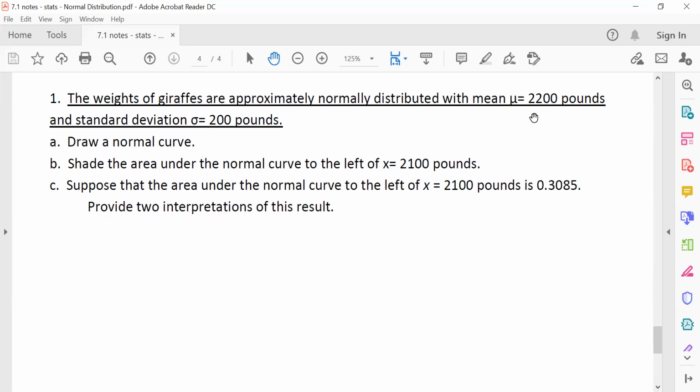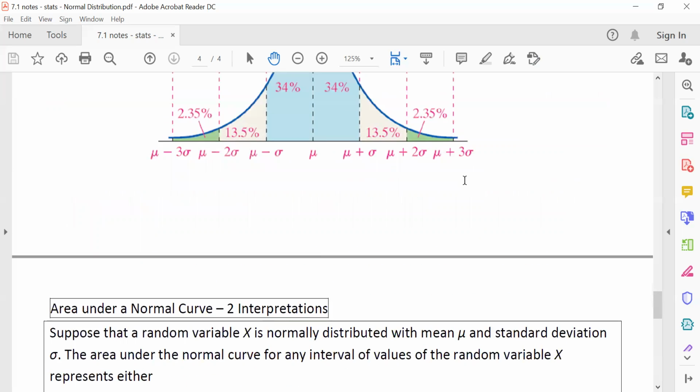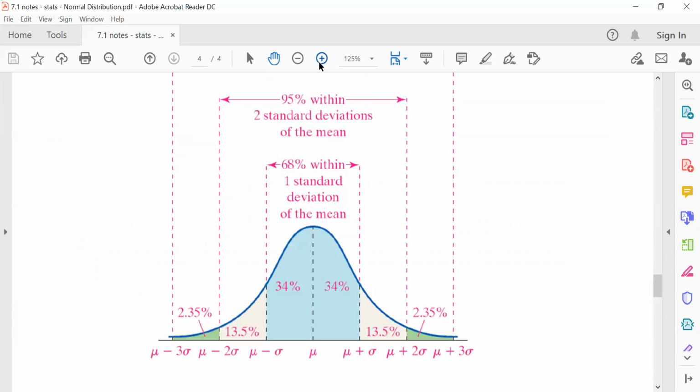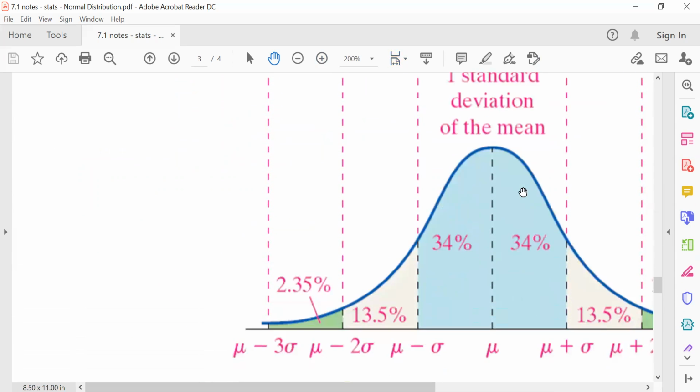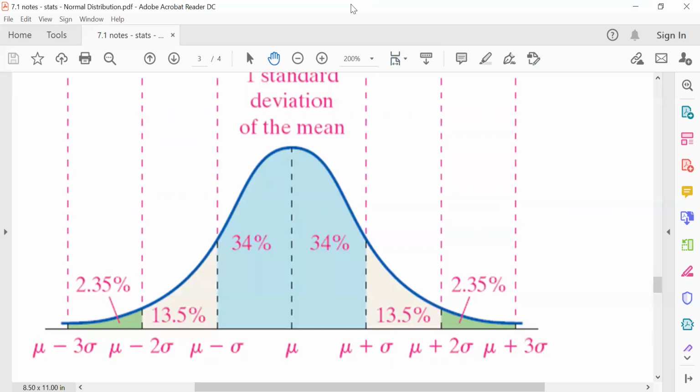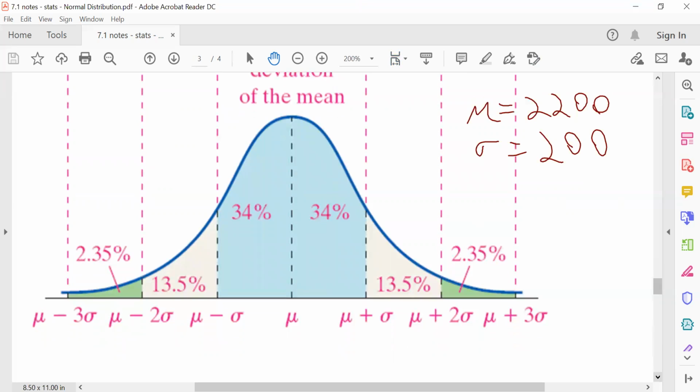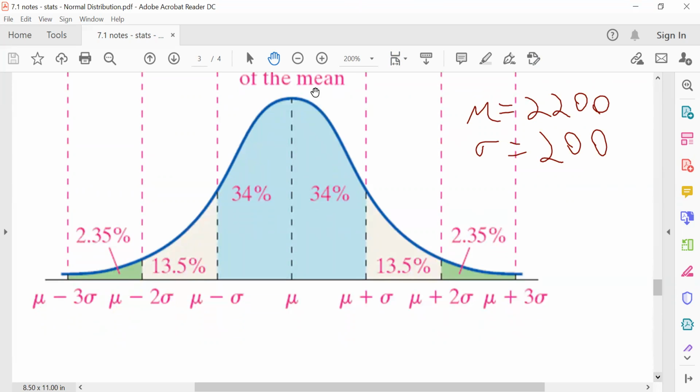So what we're going to say is that the giraffe weighs 2,200 pounds, standard deviation of 200 pounds. So we can go back up here and draw out the normal curve for that situation. Remember, we had a mean of 2,200, standard deviation of 200. So we can label some points on the graph of that.